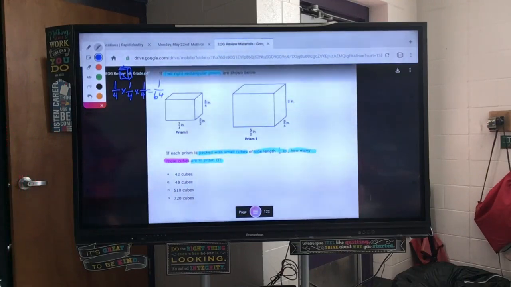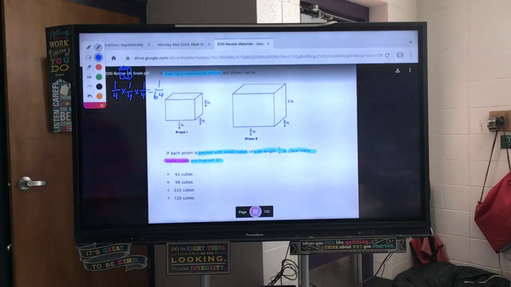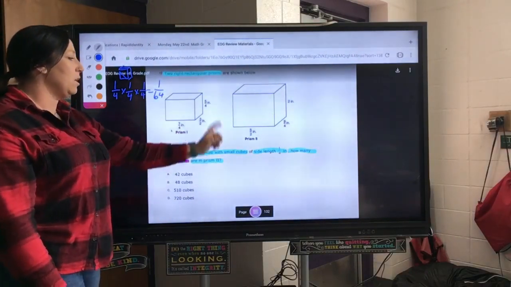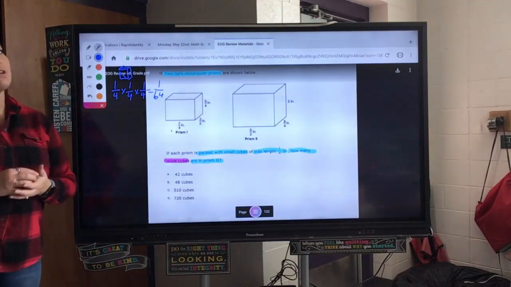Find the volume of the prisms. Now look at these numbers on our prisms. What have they already done for you guys? Right, they've already put them into improper fractions. So go ahead, find the volume of prism 1, find the volume of prism 2. Stand up when you have that. You may use your calculator.